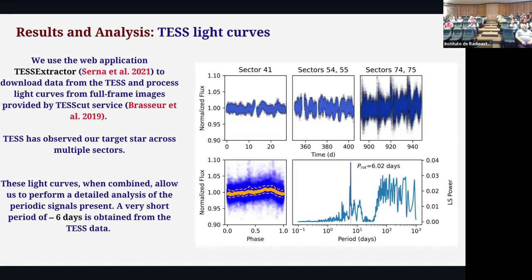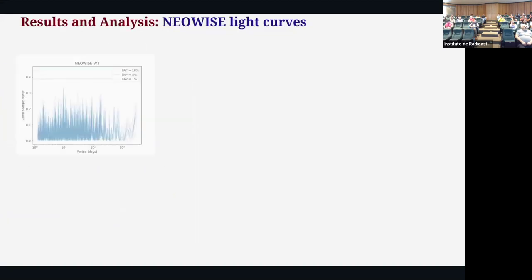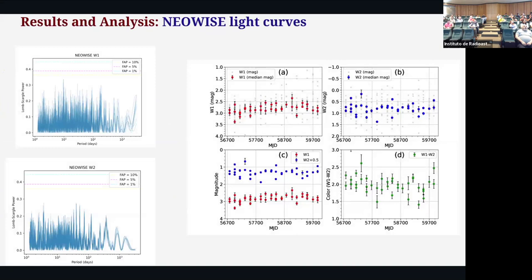We also tried to obtain any potential period of the source in the NEOWISE light curve. NEOWISE observes the source in the mid-infrared bands, 3.6 micron and 4.5 micron. So we tried to estimate any potential period associated with the source using the NEOWISE data. Here is the light curve of the source in the W1 band, which is 3.6 micron, and W2 is 4.5 micron. Here I have shown the light curve of the source in W1.